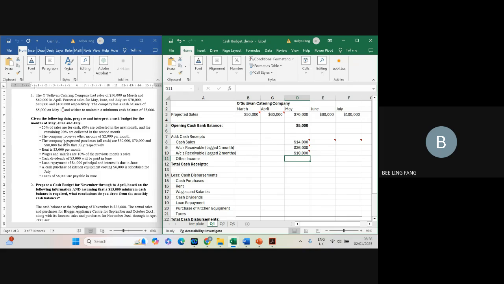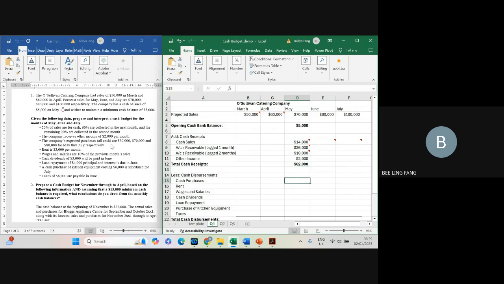Okay, other income, 2,000 per month. Okay, any questions? Up to here, any questions? So probably I transfer information from here, on this part. So this is cash received. Okay, cash received. So sum. Okay, sum this amount. Okay, next we look for the disbursements.